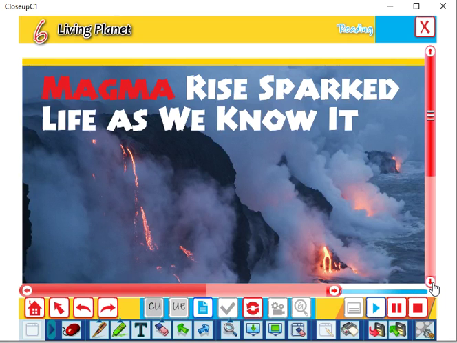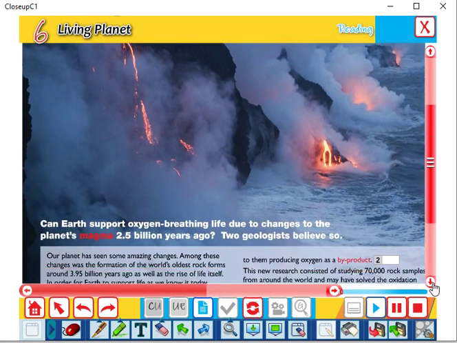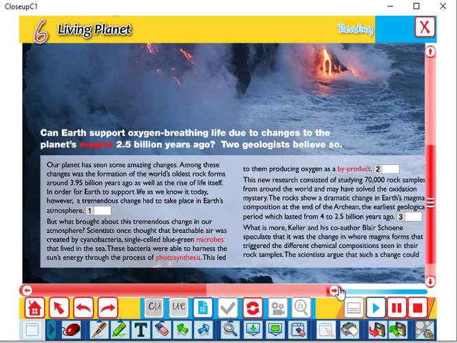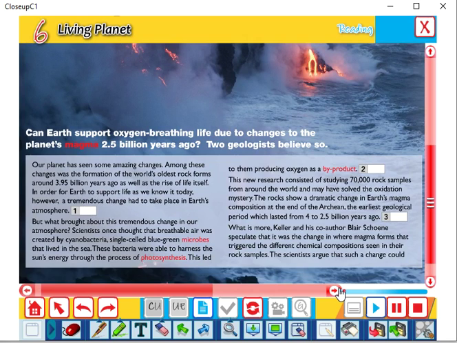Magma rise sparked life as we know it. Can Earth support oxygen-breathing life due to changes to the planet's magma 2.5 billion years ago? Two geologists believe so. Our planet has seen some amazing changes. Among these changes was the formation of the world's oldest rock forms around 3.95 billion years ago, as well as the rise of life itself. In order for Earth to support life as we know it today, however, a tremendous change had to take place in Earth's atmosphere. But what brought about this tremendous change in our atmosphere?